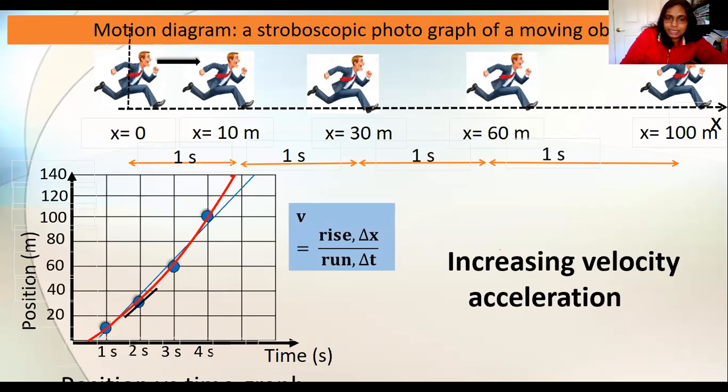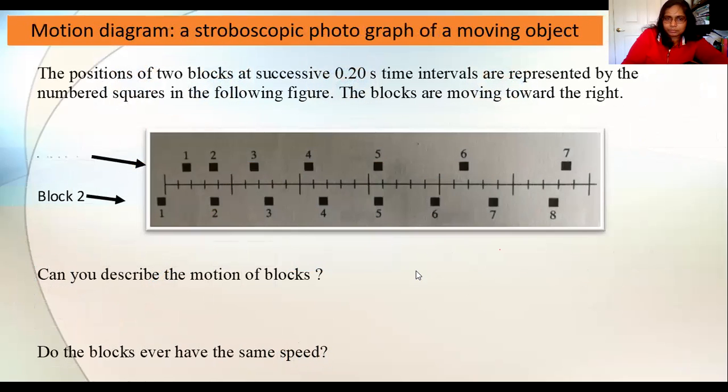Now here, if we calculate the rise over run at each point, you can calculate the velocity. If you calculate the slope of the graph at each point, that tells us the velocity, because it's a position versus time graph, position over time, right? So that's velocity.